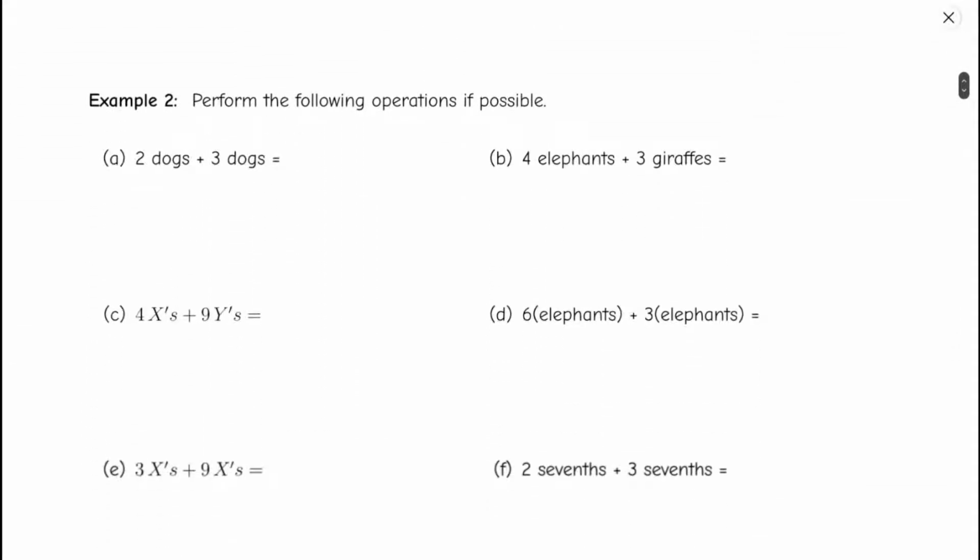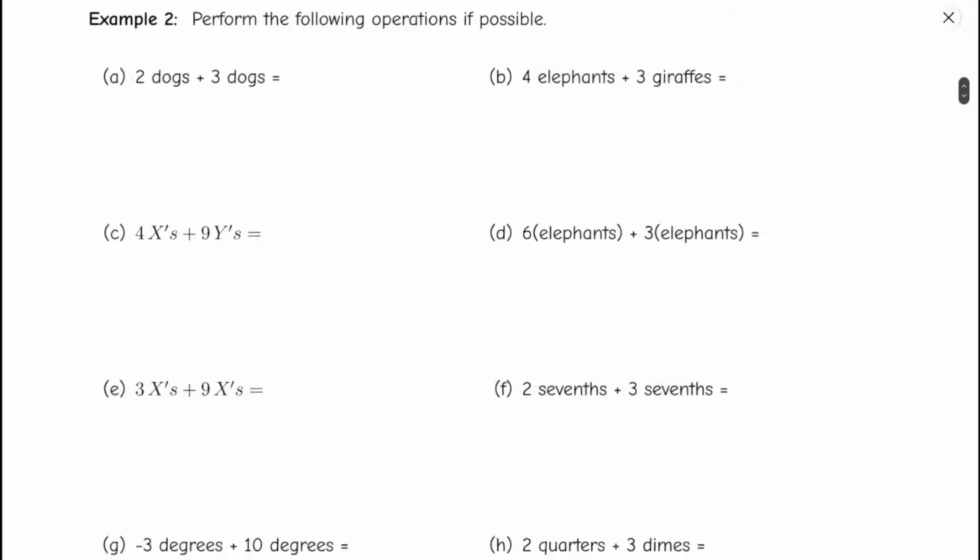Example 2. Perform the following operations if possible. A, 2 dogs plus 3 dogs. That means we have a total of 5 dogs. B, 4 elephants plus 3 giraffes. Well, that means we have 4 elephants and 3 giraffes. I can't combine them, so not possible.